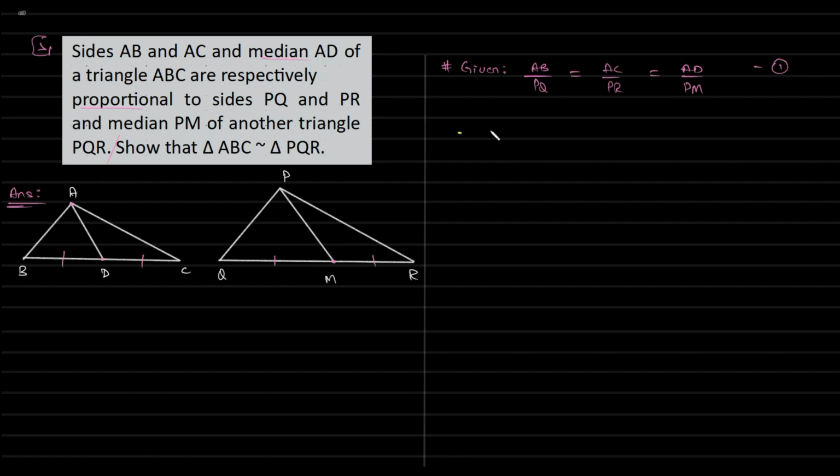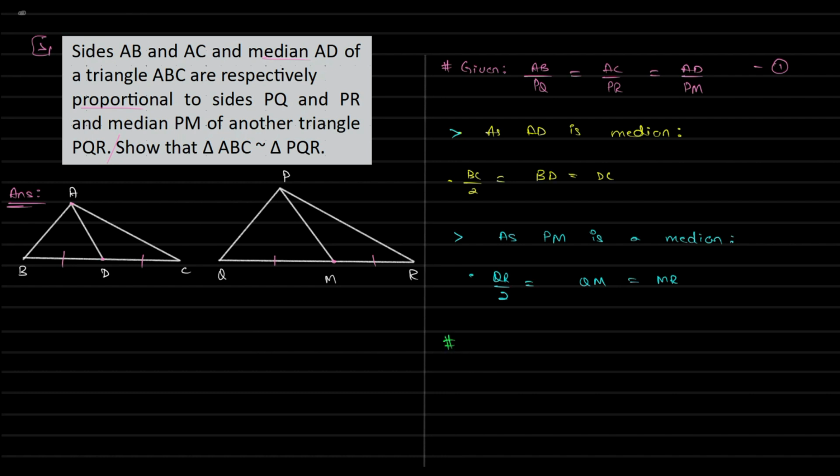Other part being, as AD is a median, BC by 2 is equal to BD, which is equal to DC. Right? And next, as PM is a median, QR by 2 is equal to QM, which is equal to MR. Right? All this helps writing now.